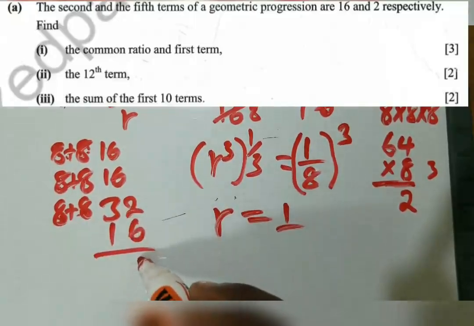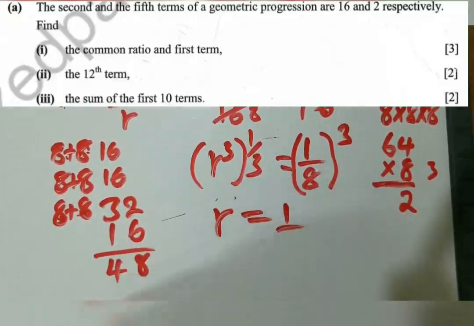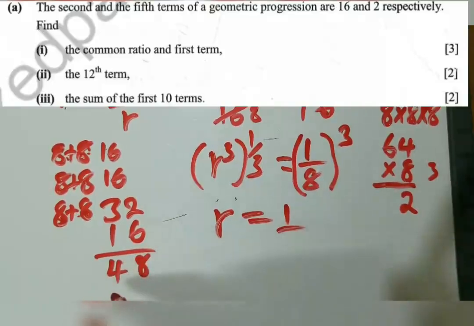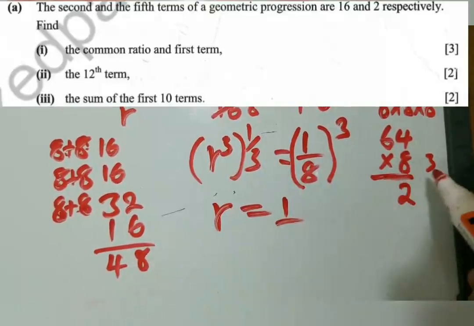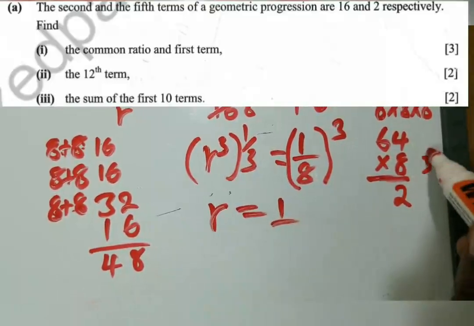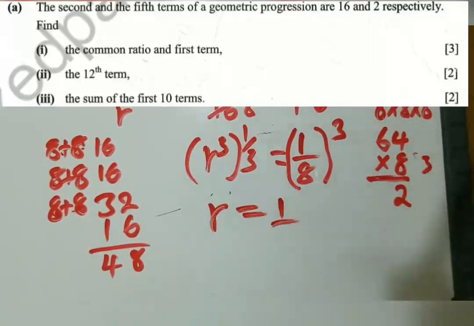So this is going to be 8. This is going to be 4. So 8 times 6 is 48. 48, you know that we have 3 here. So we need to add 48 plus 3. What is 48 plus 3?